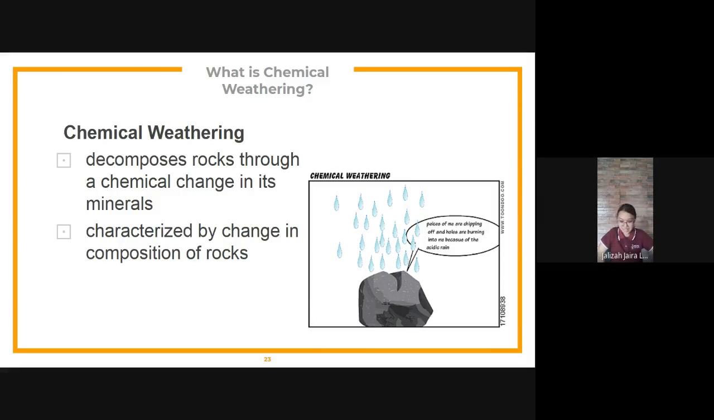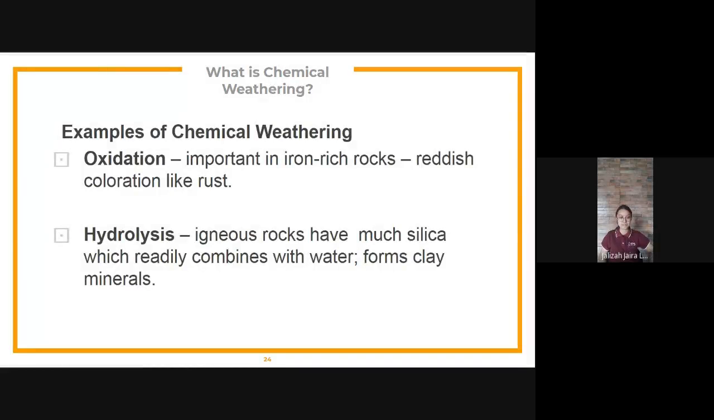Okay, so again, this is characterized by a change in the composition of rocks. These are some examples: oxidation, wherein there's a change. This oftentimes happens in iron-rich rocks, where, just like rust, it ends up getting a reddish color because of the exposure to oxygen.